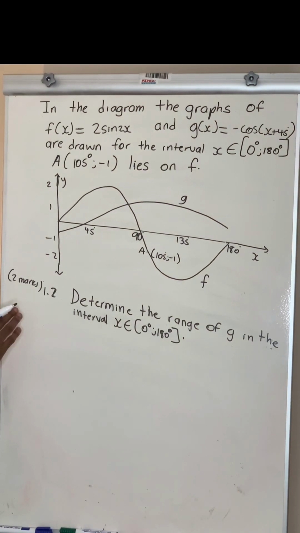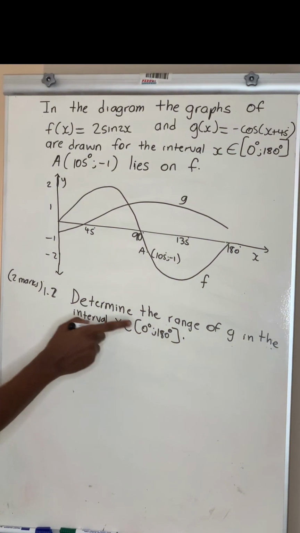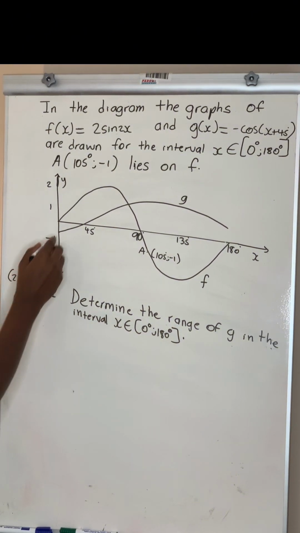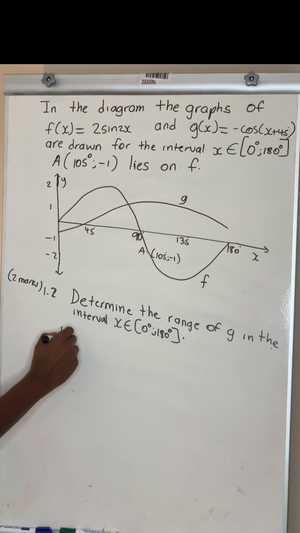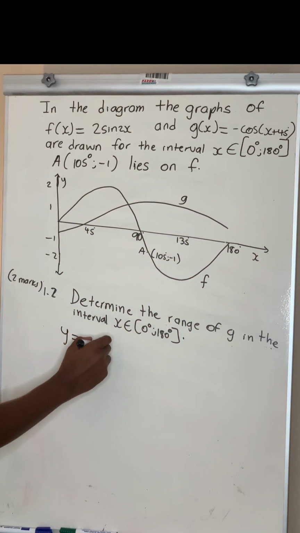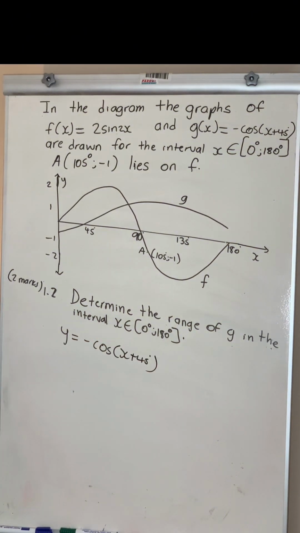So now for 2 marks, we're asked to determine the range of g in the interval x is an element of 0 degrees and 180 degrees. So which graph is g? It's this one over here. So it's the function which says y is equal to negative cos of x plus 45 degrees.